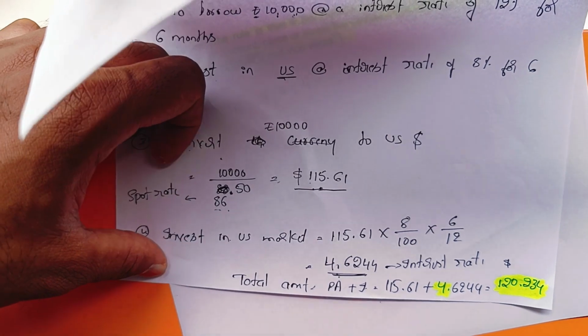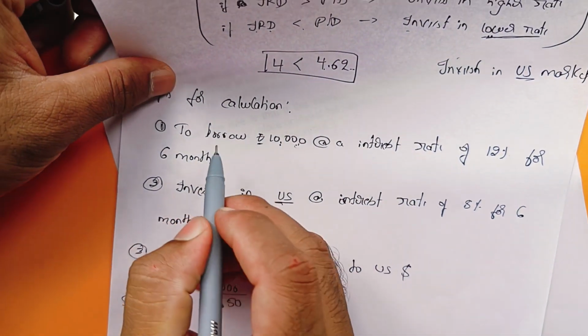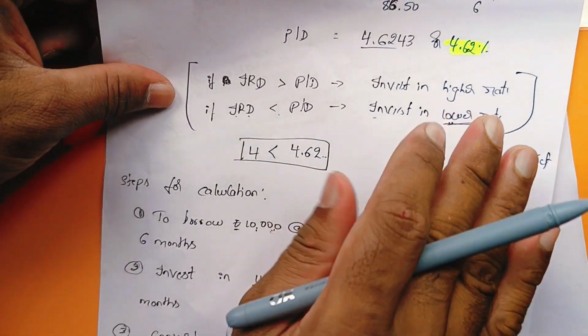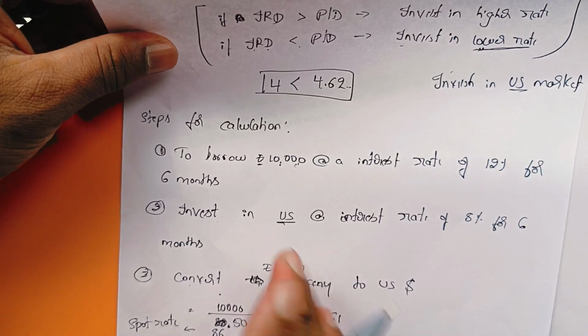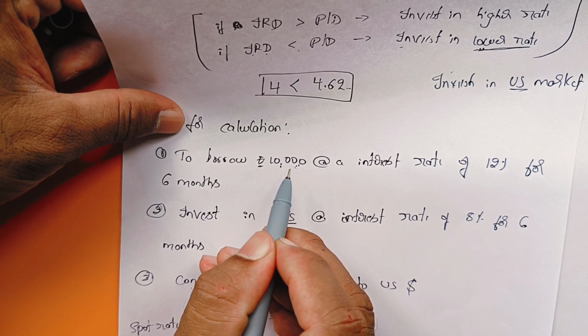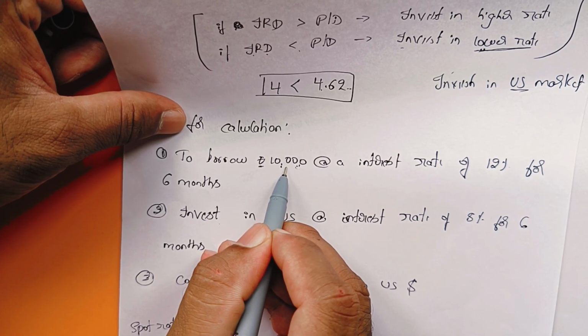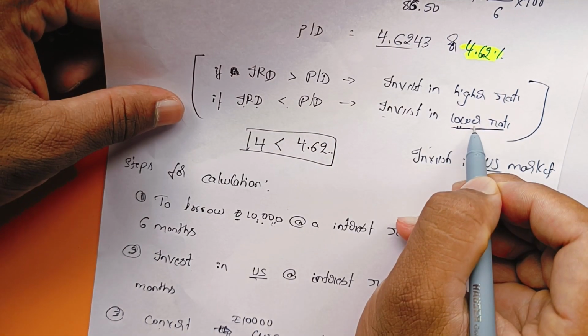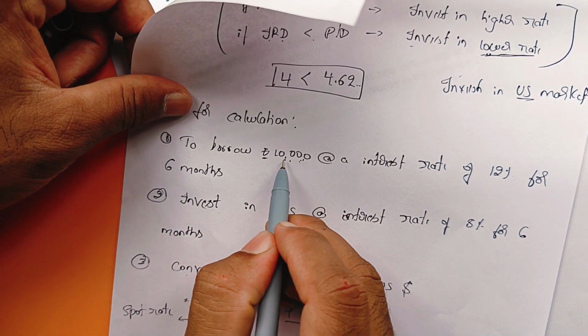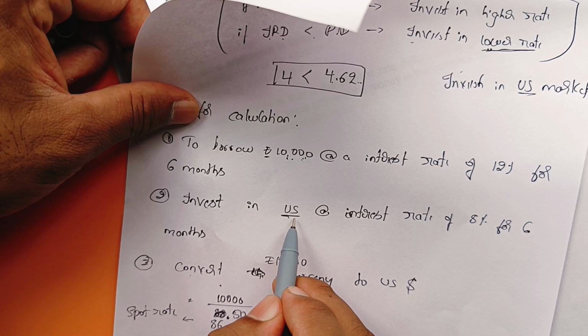Again, I will come back to step number 1. We got all these things and we concluded we can have an advantage. Then what is the advantage? First, he is going to borrow rupees 10,000. How are we going to conclude that? We need to invest at the lower rate. Lower rate is dollar. First we will borrow. We will invest in the US market.